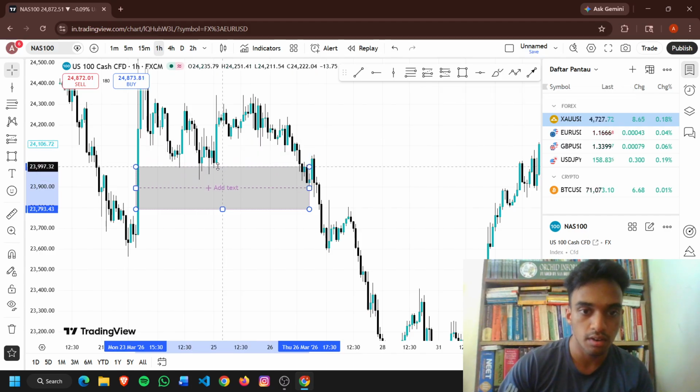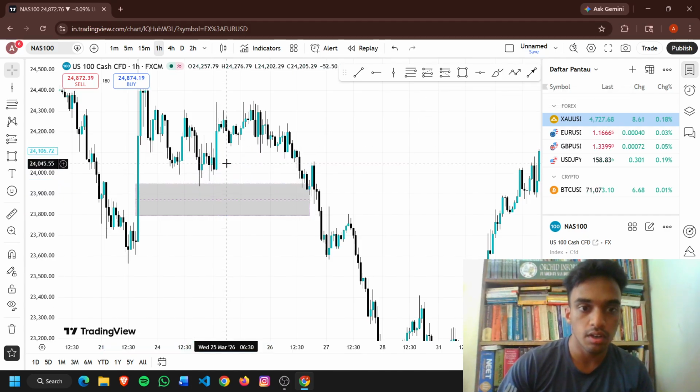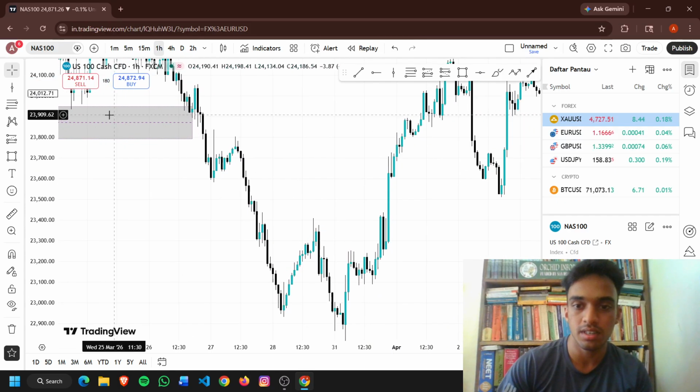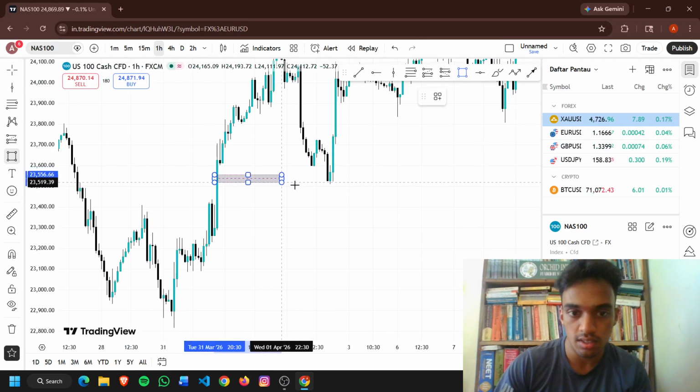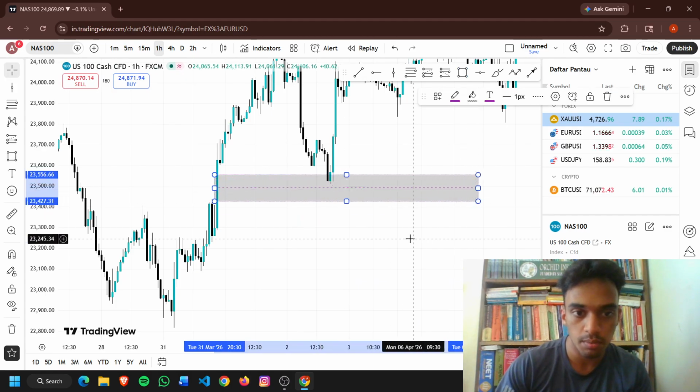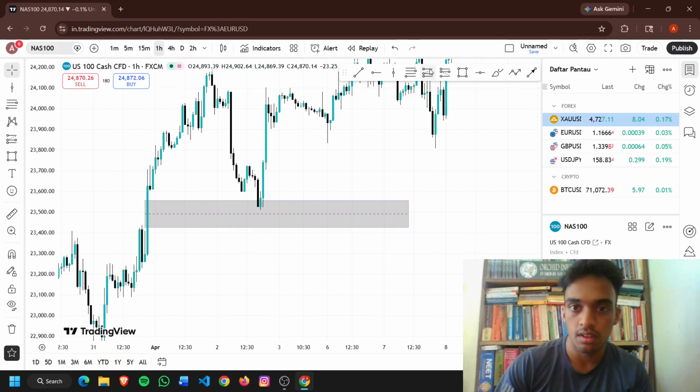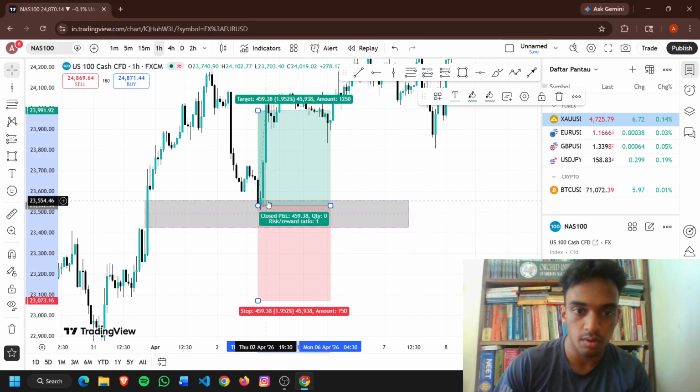It got filled till here. See, it got tapped. So you could have traded over there if you want, but the risk to reward is so small. See this. This is a fair value gap. See what happened? You could have traded like this. Could have entered long exactly over here.